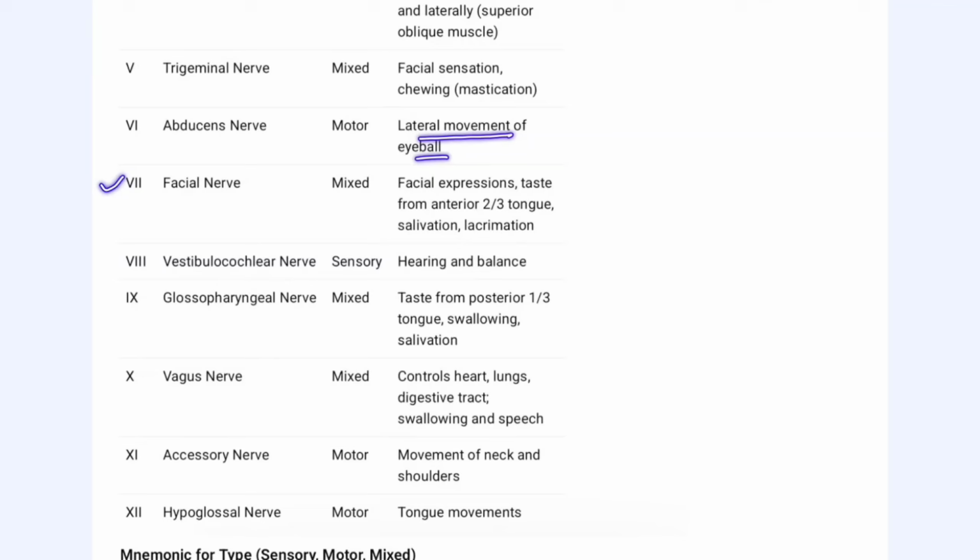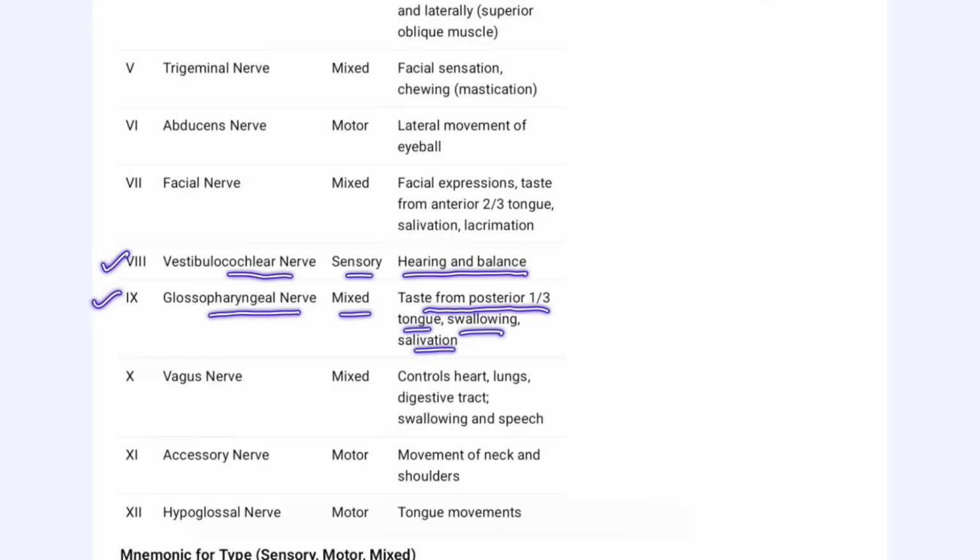Number 7, facial nerve, which is a mixed nerve. Facial expression, taste from anterior two-third tongue, salivation and lacrimation. Number 8, vestibulocochlear nerve. It is a sensory nerve, helps in hearing and balance. Number 9 is glossopharyngeal nerve, which is a mixed nerve, taste from posterior one-third of the tongue and swallowing and salivation. Number 10, vagus nerve, which is a mixed nerve. It controls heart, lungs, digestive tract, swallowing and speech.